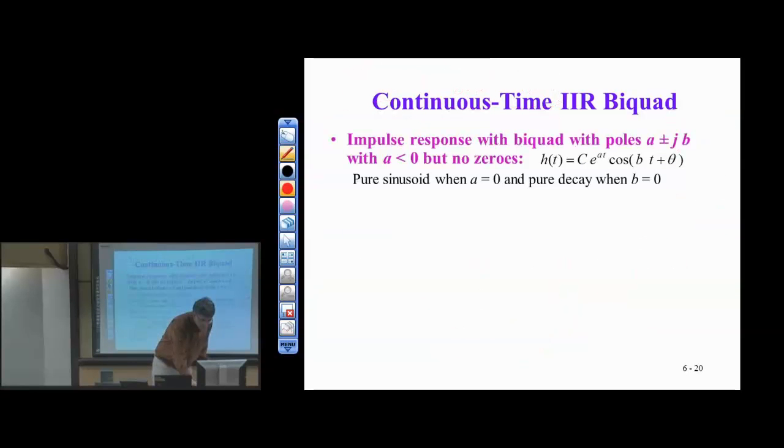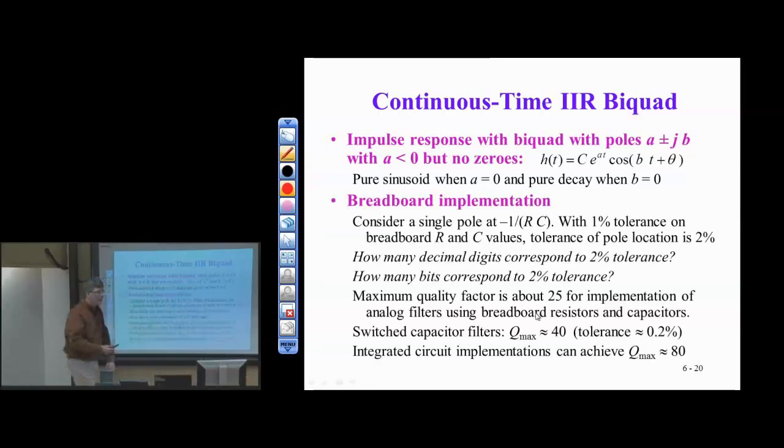All right, so let's look at the impulse response for a biquad with poles and no zeros, or to say I only have trivial zeros. So the impulse response of a biquad with poles a plus and minus jb, with, again, the real component less than 0 for BIBO stability, but no zeros, meaning no non-trivial zeros.